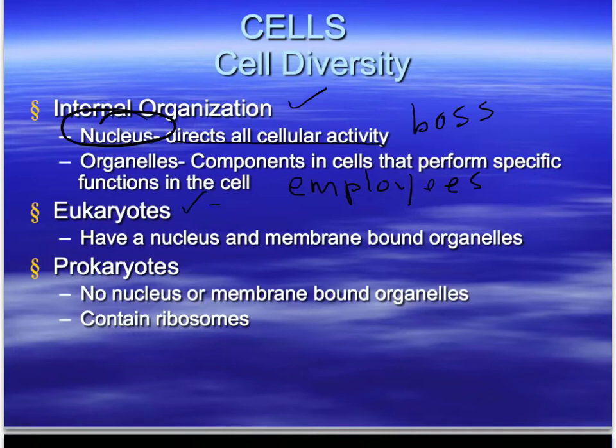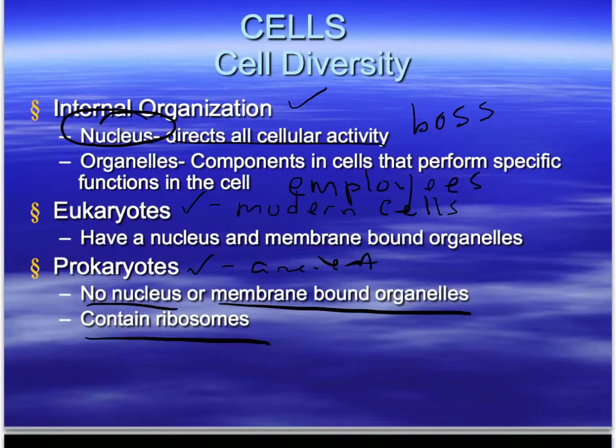Eukaryotic cells, these are modern cells. These are much more advanced. They have membrane-bound organelles. They have lysosomes and the endoplasmic reticulum and the Golgi apparatus. Prokaryotic cells, these are the ancient cells. They have no nucleus and they have no membrane-bound organelles, but they do contain ribosomes. So remember, both of these contain DNA and both contain ribosomes.